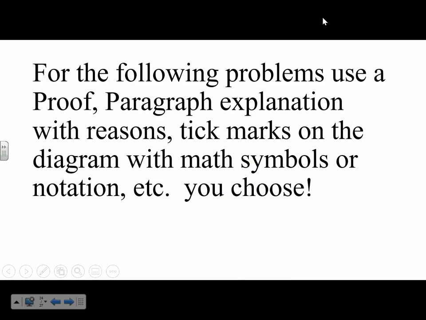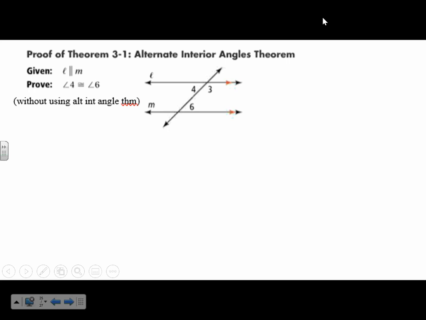So the next one are these proofs. For the following problems, use a proof, paragraph explanation with reasons, tick marks with the diagram and math symbols and notation, etc. So here's the thing with this. I want you guys to make it as close to a proof as possible, and my goal is to make you write as much as you can down, but then when I grade it, I'm going to be a lot more lenient than when we do a normal 2-column proof. So the first thing I'm going to do is real quickly do a 2-column proof for this one.